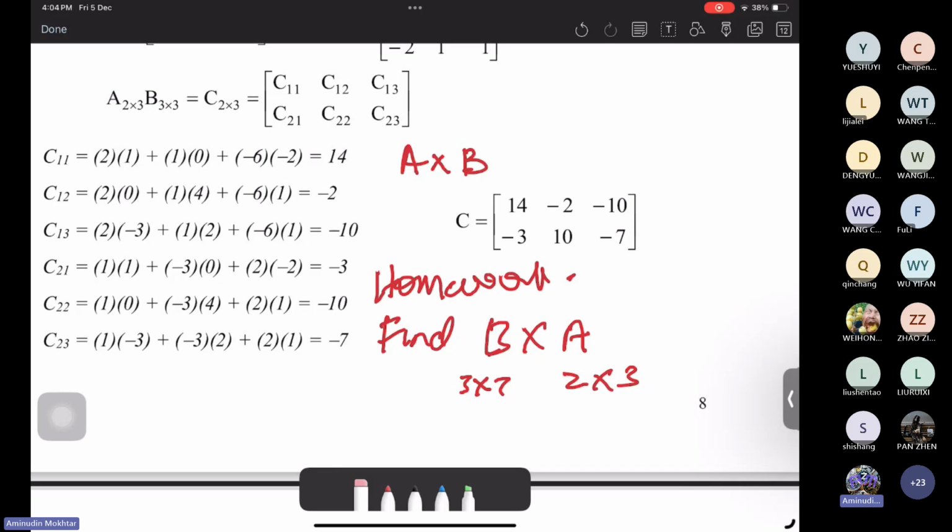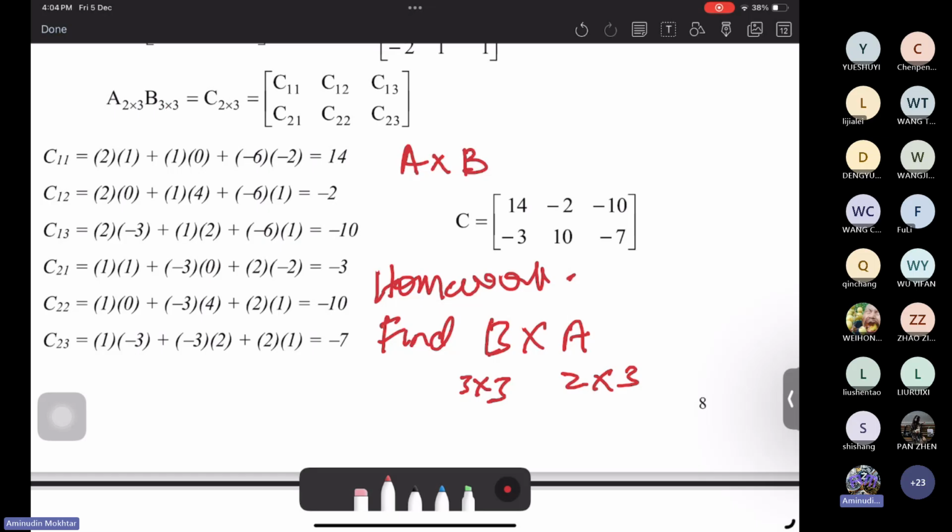Please check first whether you can do the matrix multiplication. First, you need to identify that the number of columns of the first matrix must equal the number of rows of the second matrix. That is for your homework. If you want me to check your calculation, you can send it to me on WhatsApp as usual. I will check for you later.